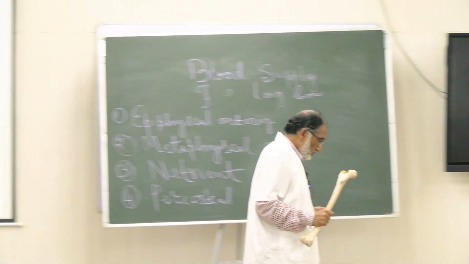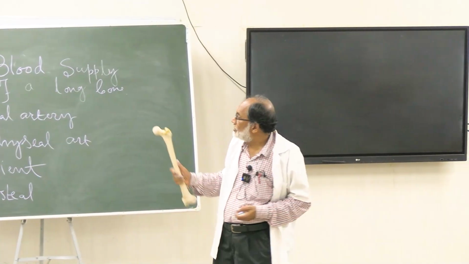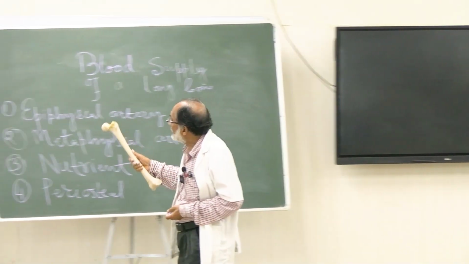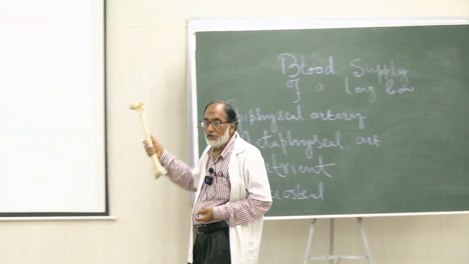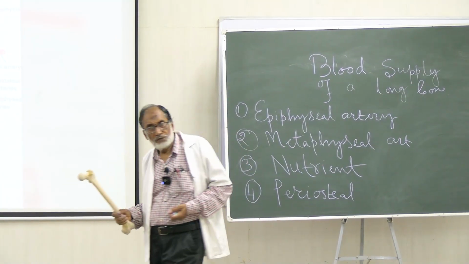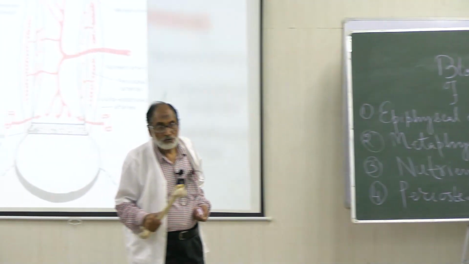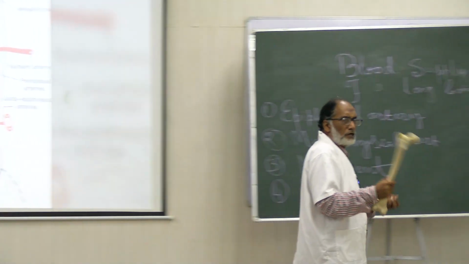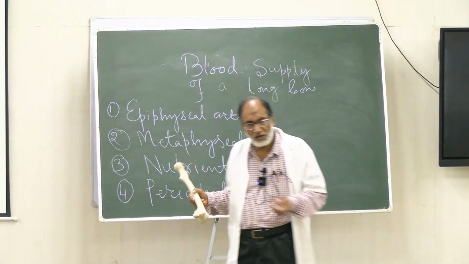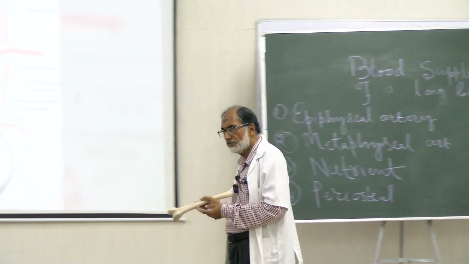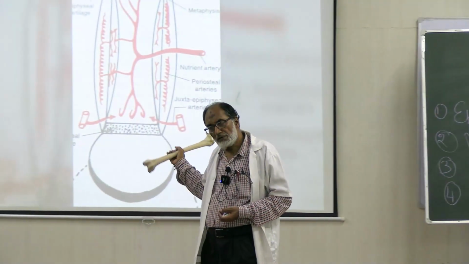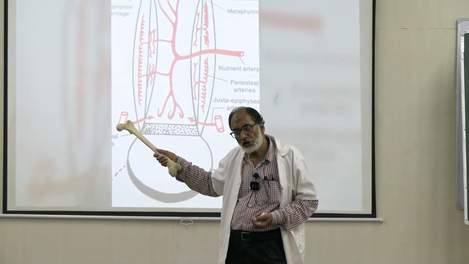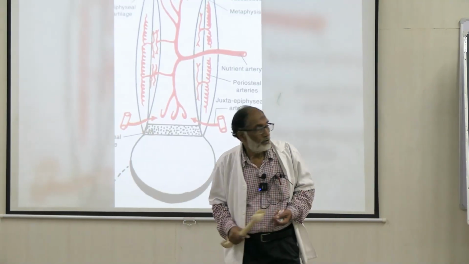Now, from where is this nutrient artery coming? There are so many arteries in our body supplying our muscles and many other things. So from there, one of their branches acts as a nutrient artery, right?